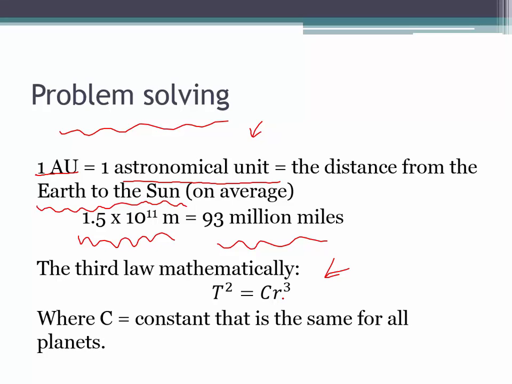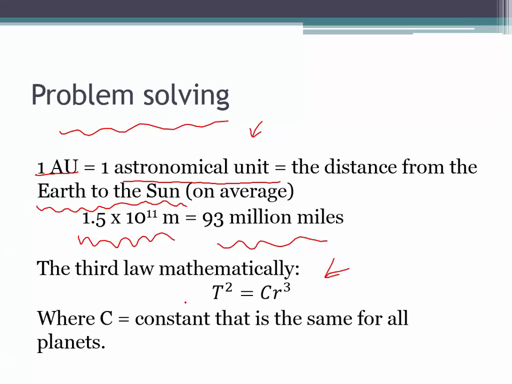So, if we wanted to talk about the third law mathematically, this is what we would say. The square of the year is equal to some constant. This is a constant that's the same for all of the planets, times the length of the axis cubed.